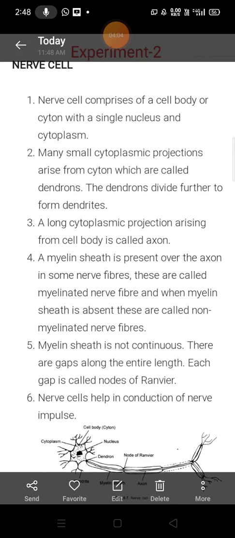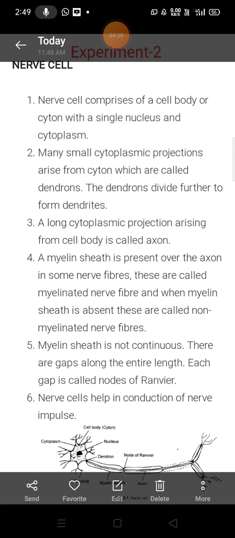And next, you can see here I wrote experiment number 2, because the nerve cell is another type of tissue. This is the nervous tissue. It is part of the nervous tissue. So I am writing experiment number 2 here. You can write about this experiment separately, and if you write separately, then you must write the aim of the experiment, material required and theory.